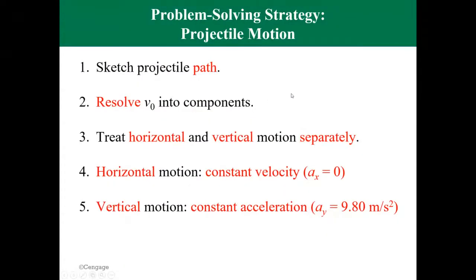The strategy that we need to apply when we solve problems: usually it is good to sketch the problem. Then you need to decompose the original velocity into x and y components. You need to treat the horizontal and vertical motion as independent, but they share the same time. This is a very useful piece of information. Then keep in mind that horizontal motion is without acceleration, ax is 0, so velocity will always be the same. The vertical motion has constant acceleration, 9.8 meters per second squared, directed downward always.